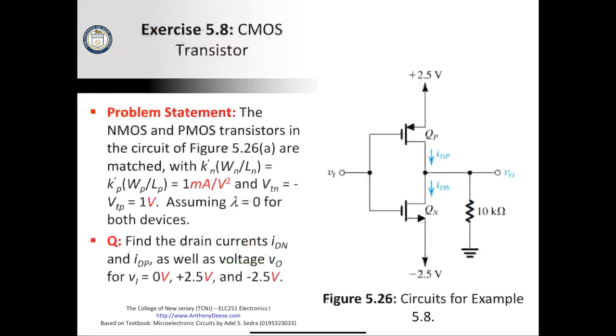Okay. Next problem, exercise 5.8, a CMOS transistor. So this is a really interesting problem. Again, the CMOS is NMOS plus PMOS, so we have both types here. Again, same disclaimer about the types of problems you could see on an exam.